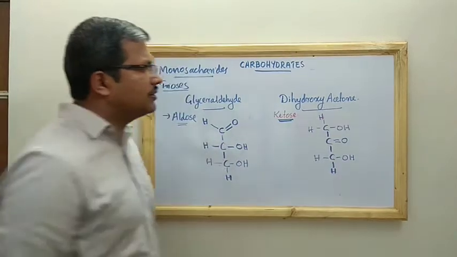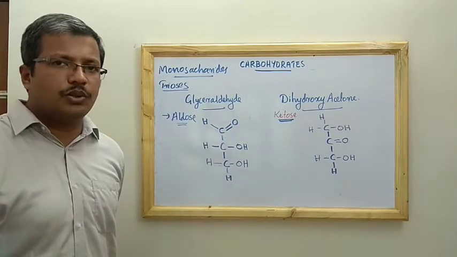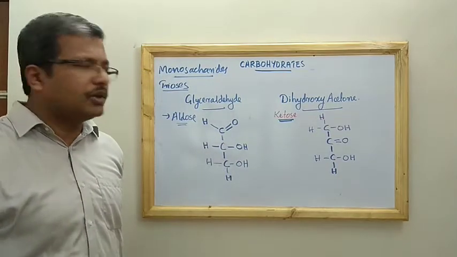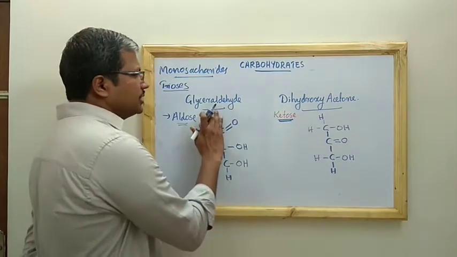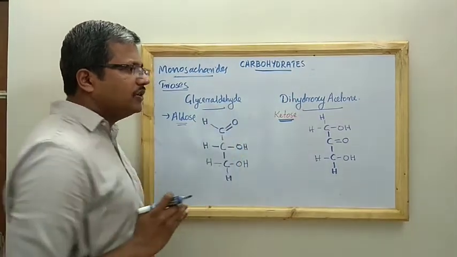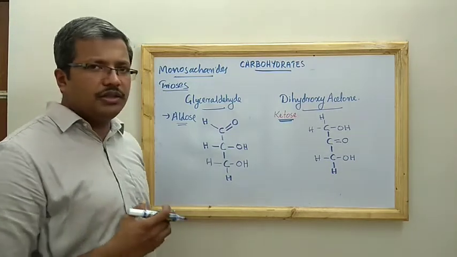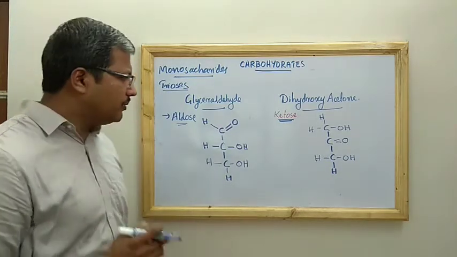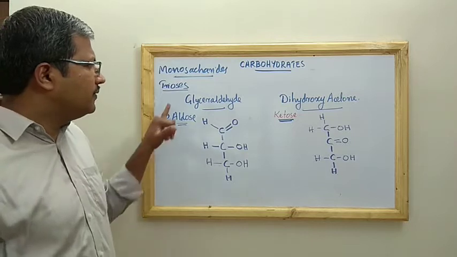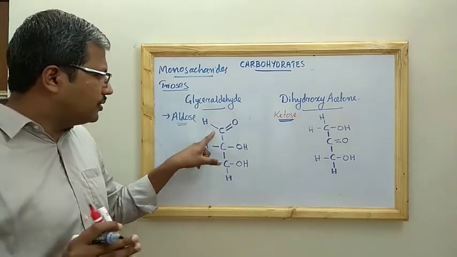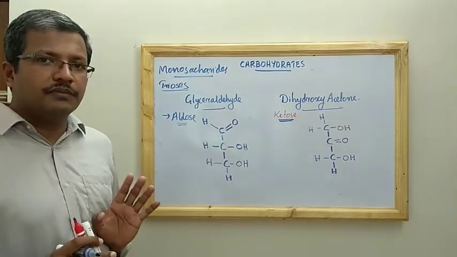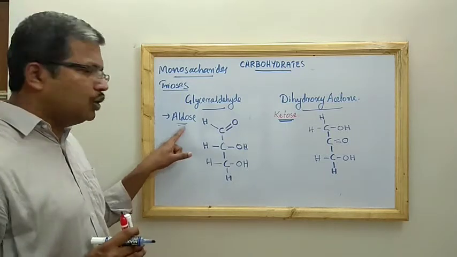And this is the structure of dihydroxyacetone. Okay, so now you are familiar with the structure of glyceraldehyde and the structure of dihydroxyacetone and the way to draw those structures. It's easy to remember. First, remember it's a triose sugar, so draw 3 carbons. Second, this one is an aldose sugar.